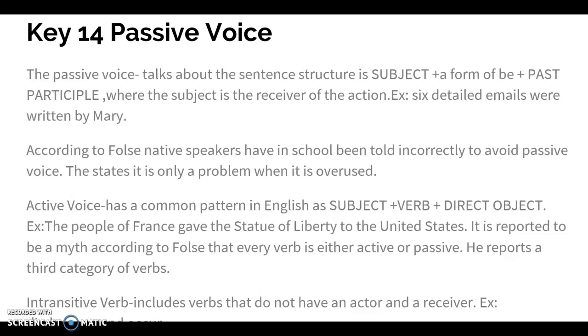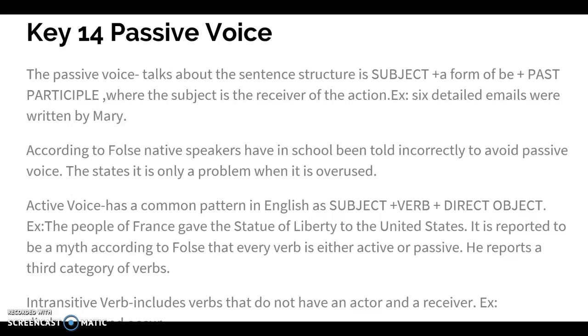According to FOSI, native speakers have in school been told incorrectly to avoid the passive voice. In my class, we haven't gotten to that part yet because we're learning the simple verb tenses, and before I can move on and teach them passive voice, they have to understand how to use the verbs in the present tense, past tense, and future tense alone.